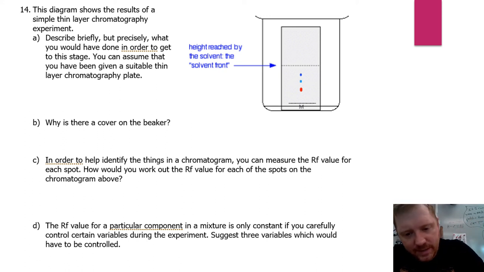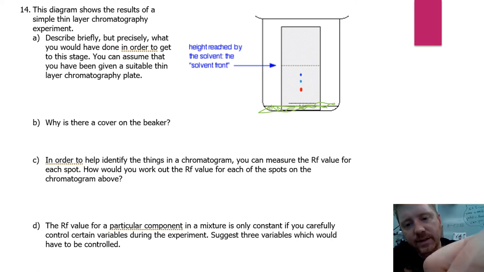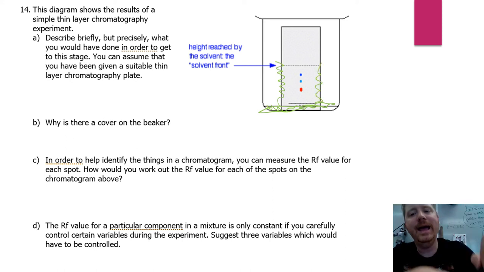But again, that solvent, I'm going to choose green. The solvent is down here, all right? And you stick the paper in the solvent, and the solvent then climbs up the paper, right? That's as far as it got. It got to that dashed line. And as it moves up the paper, it's going to spread apart whatever little drop of ink they put on there.